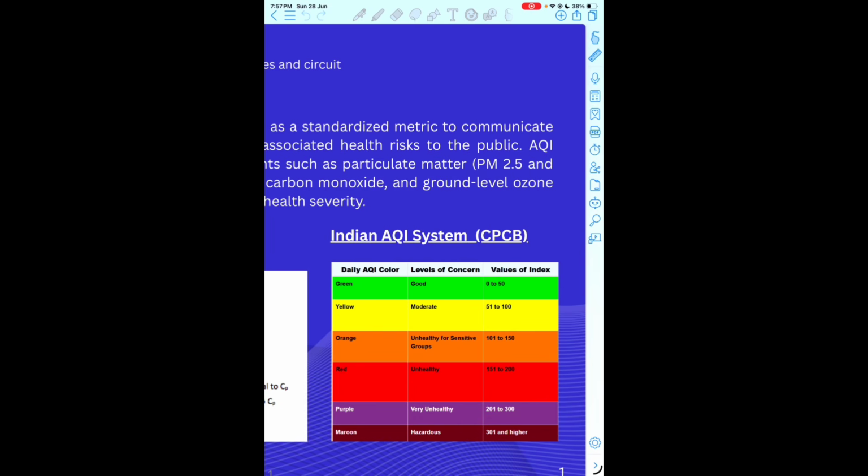And if the daily AQI color is maroon and the values of index is 301 and higher, so this is hazardous air quality and it is considered an emergency situation and people should avoid outdoor activities.